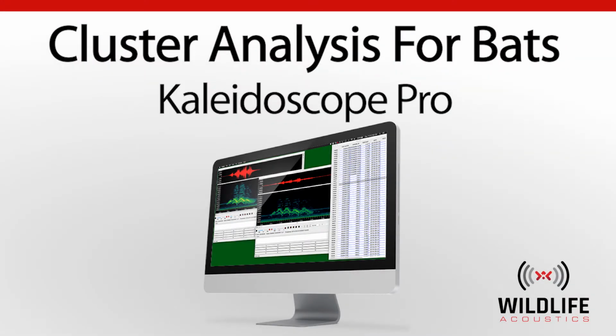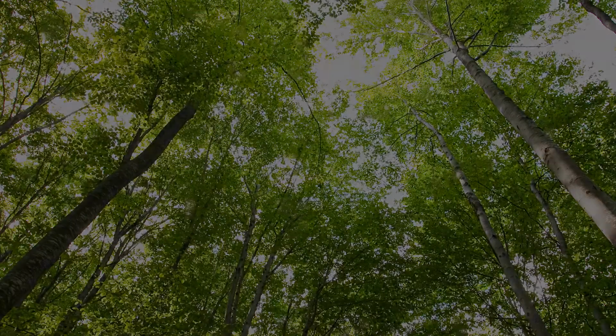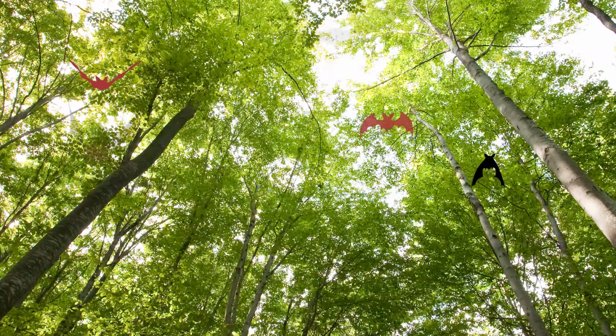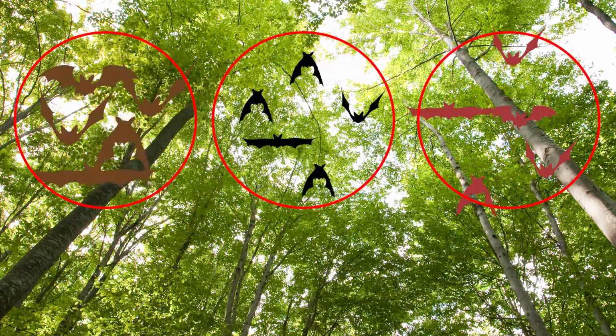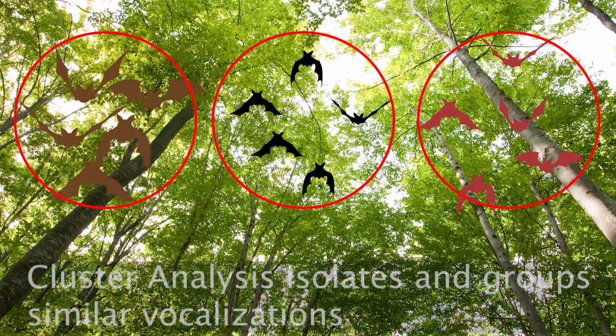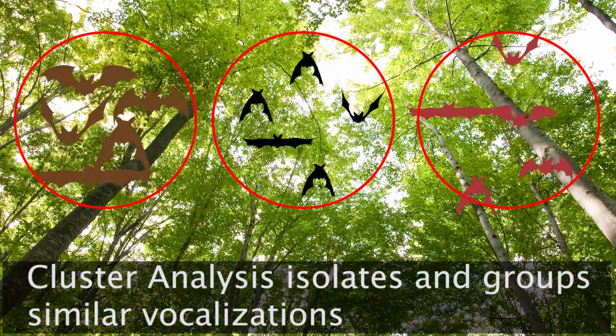This video explores the clustering features of Kaleidoscope Pro as used for detection of bats. Kaleidoscope Pro has an auto ID function for bats, but there are times when one might not want to rely on auto ID. Perhaps what I'd like to do is examine bat recordings to group different species together for further analysis. Kaleidoscope Pro can do a cluster analysis batch process to provide the solution.